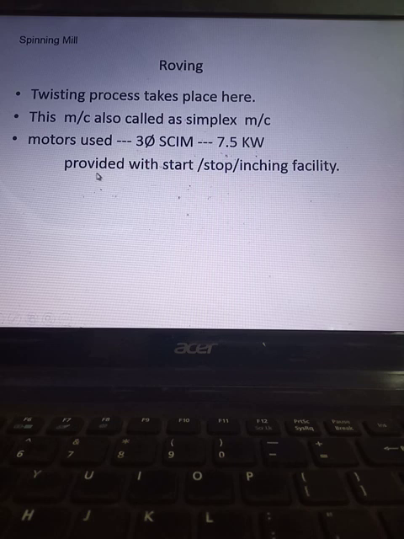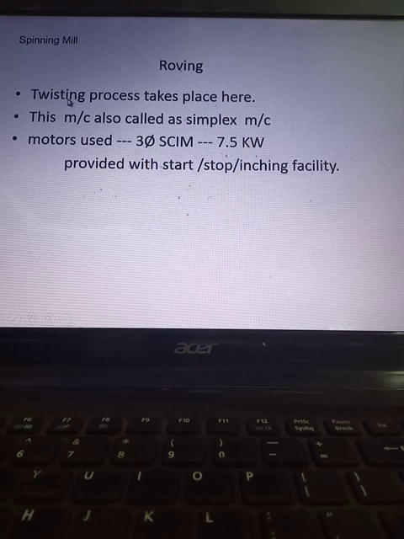And this motor needs to have the capability of starting and stopping, and also the inching facility. That is required very much, inching facility, because if loops are formed, then you will have to clear that. So the machine needs to be run very slowly.